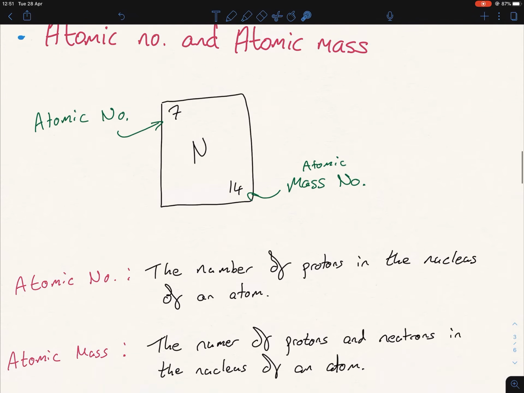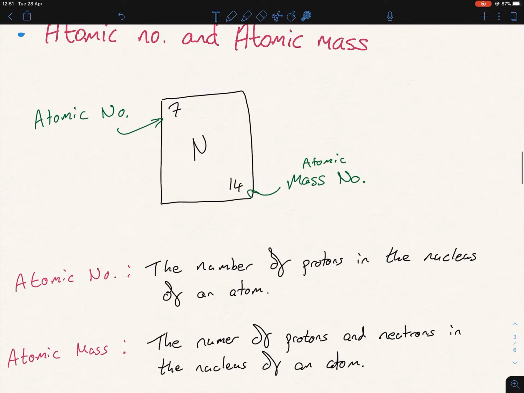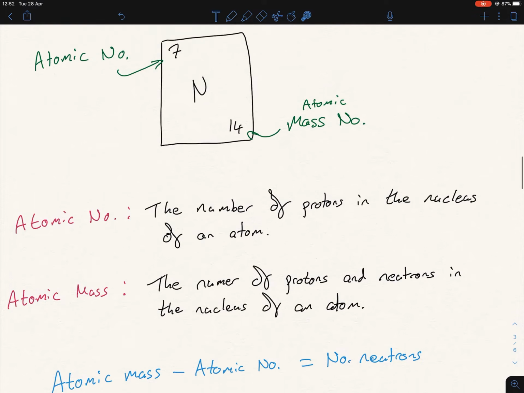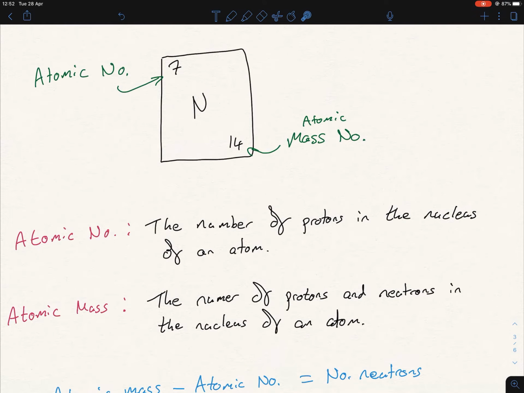So if we go back up to this, if there are 7 protons, and it's a neutral atom, which it is, you'll be told otherwise, therefore there are 7 electrons. This is why students put in electrons over here instead of protons. However, the definition of atomic number is the number of protons in the nucleus of an atom. It just so happens that the number of protons is equal to the number of electrons.